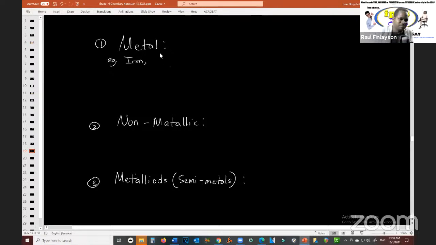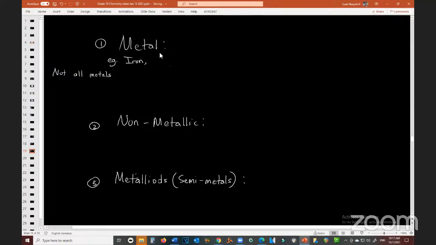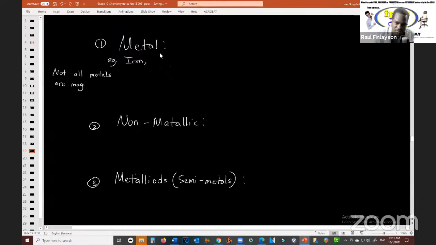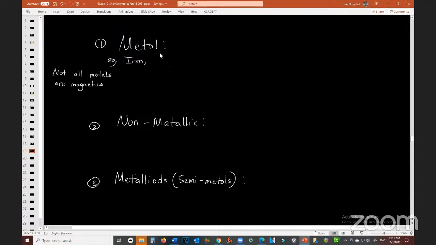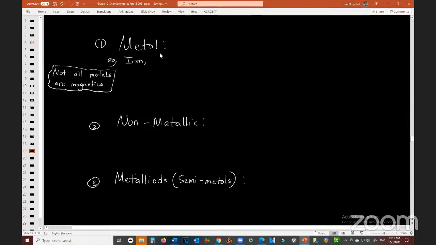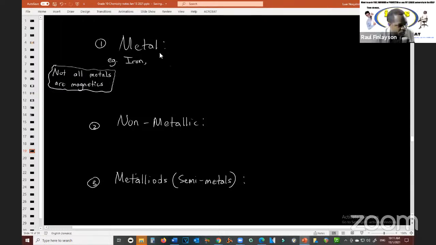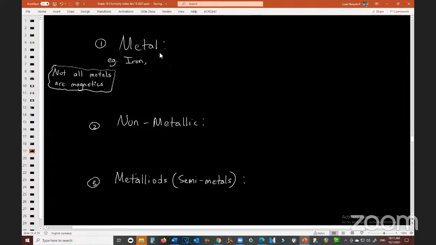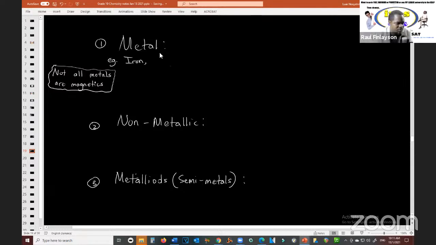But there's a problem with the magnet. All right. I'm going to give you this information here. You want to learn today that not all metals are magnetic. How, sir? Sir, is aluminum considered a metal? Where do you find it? Sir, like the aluminum foil paper, sir. Aluminum foil paper. That's metal, man.